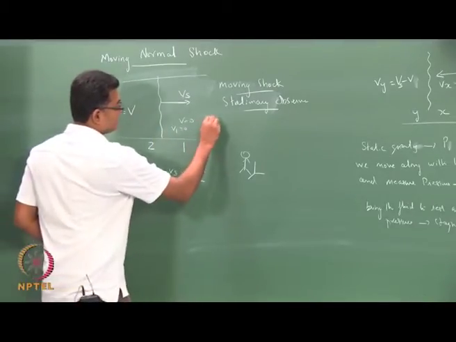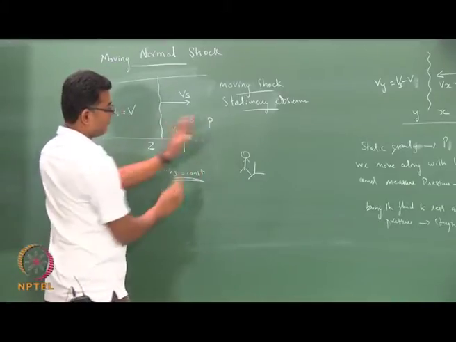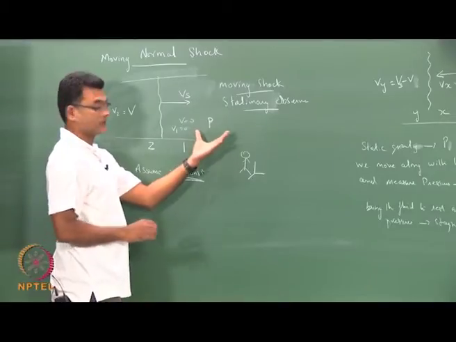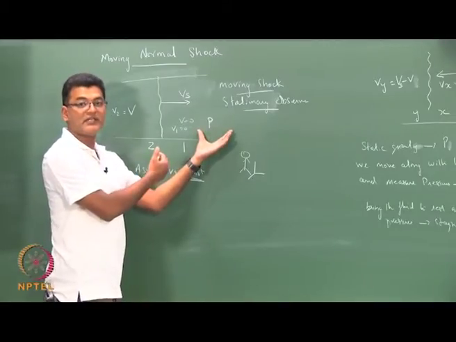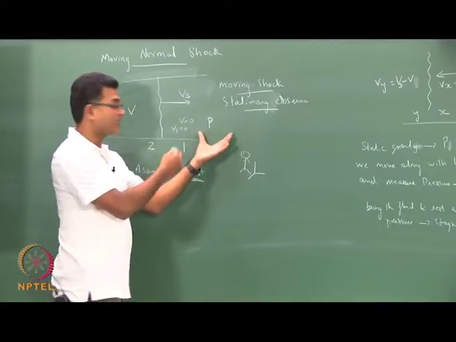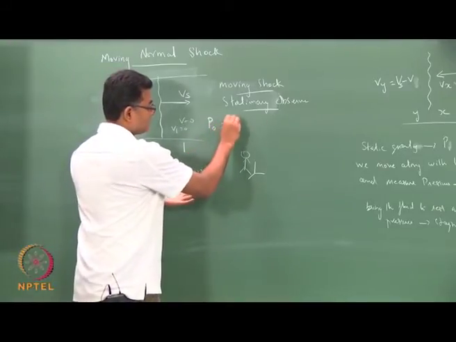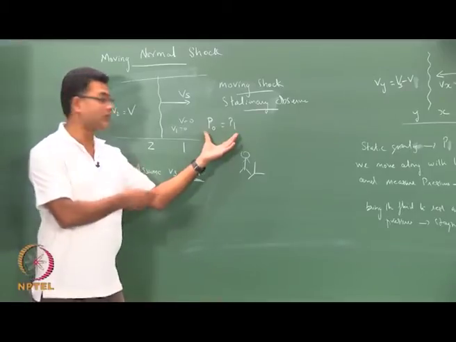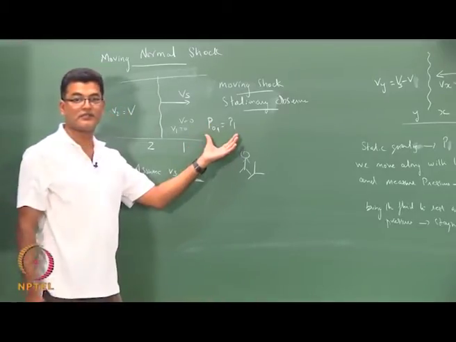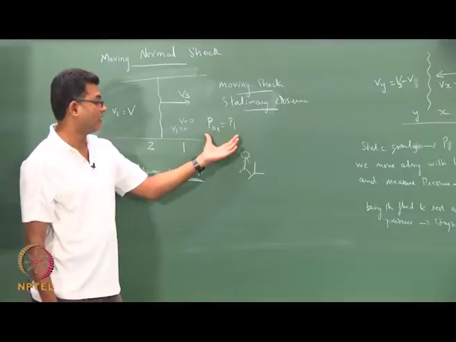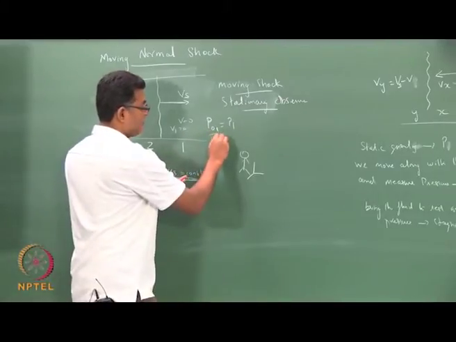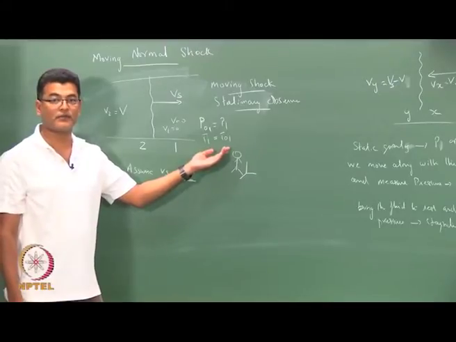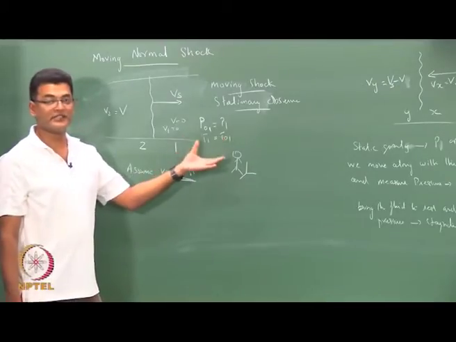So, the pressure here before the shock approaches, it is a stagnant fluid. So, the pressure here is my stagnation pressure, which is also my static pressure. So, my P1 is also equal to my P01, okay, and hence my T1 that is measured is also equal to my T01, okay. So, that is the first information we have.